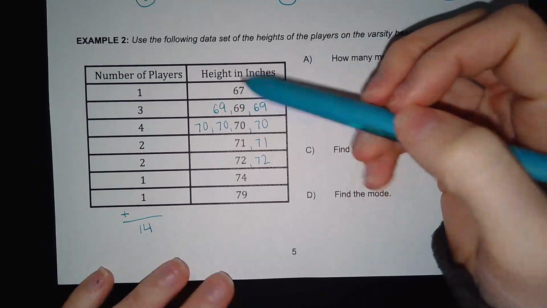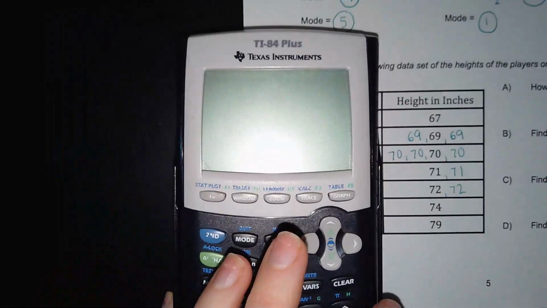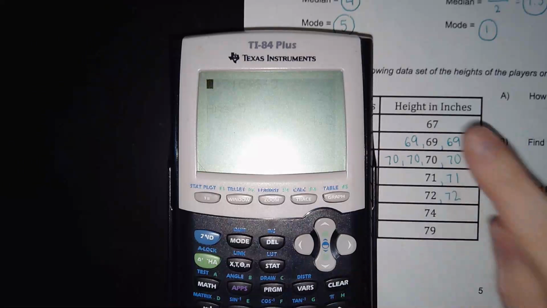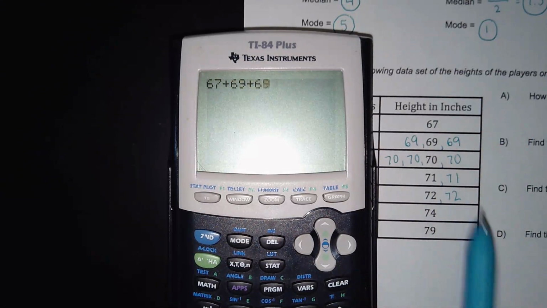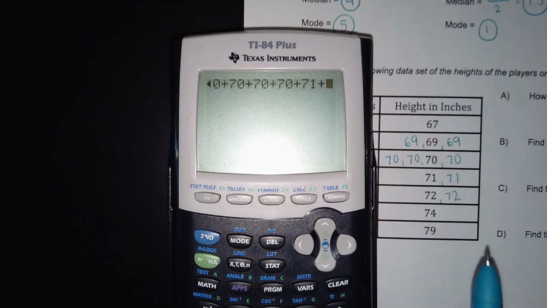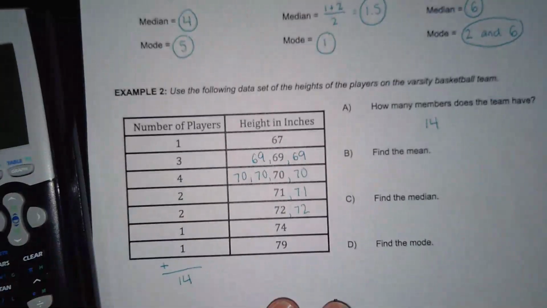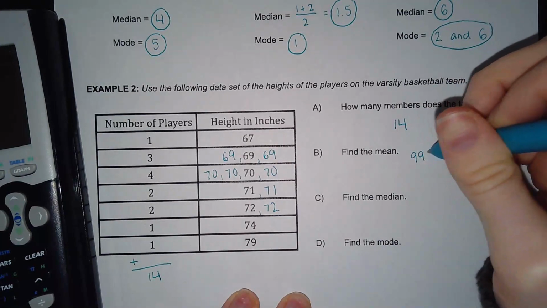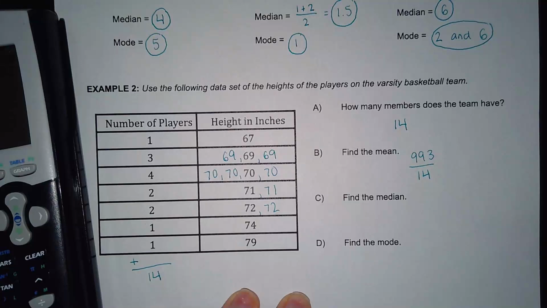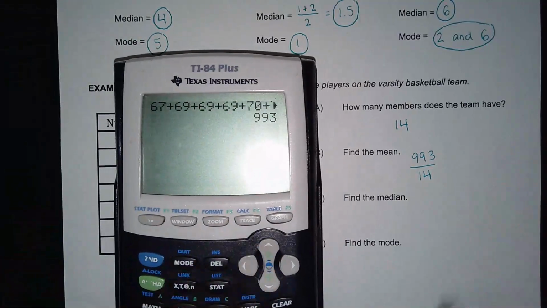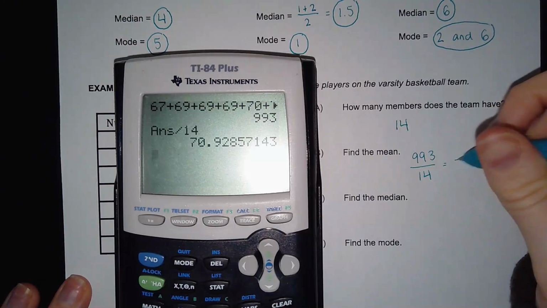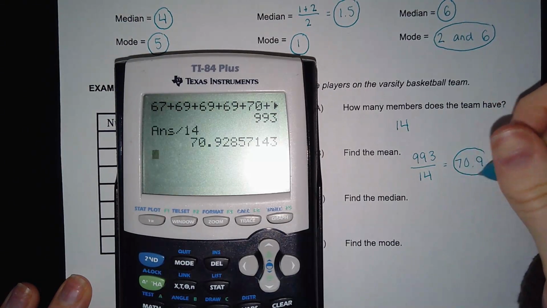To find the mean, I'm going to add all of my values together. Make sure that you add all of them, not just the original values. So I'll add 67 plus 3 69s plus 4 70s plus 2 71s plus 2 72s, 74 and 79. And I'll get 993. And we know we had 14 members, so I would be dividing that by 14. So if we do 993 divided by 14, that's going to give me about 70.9 as my mean.